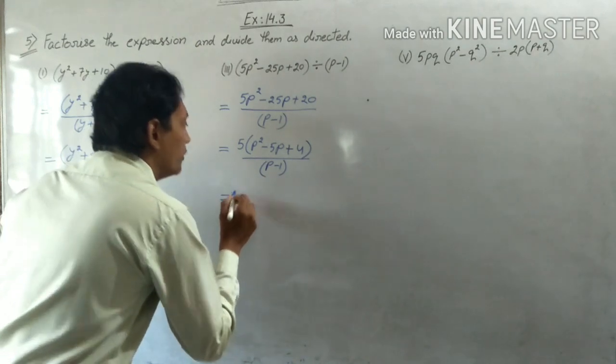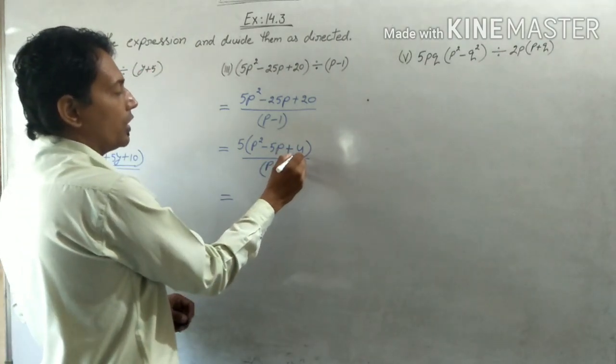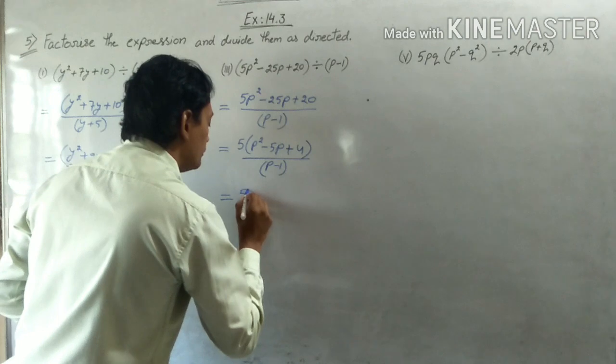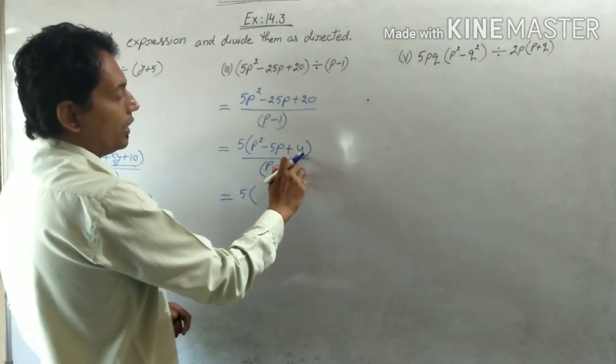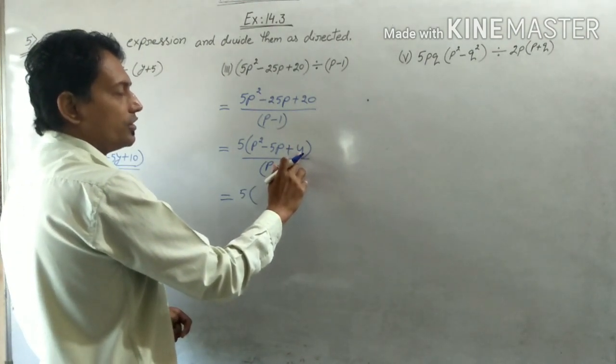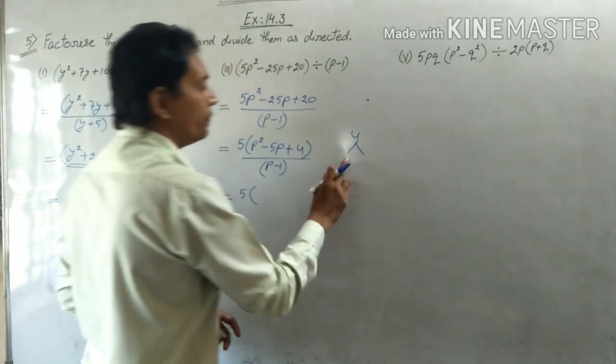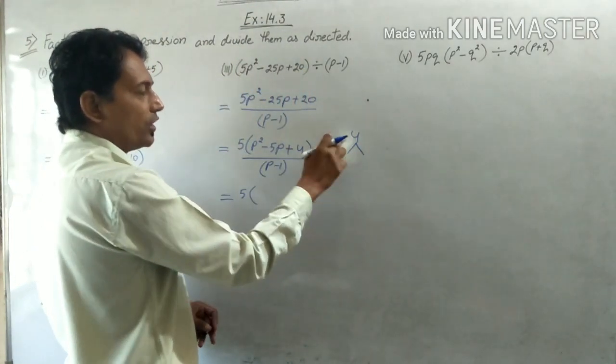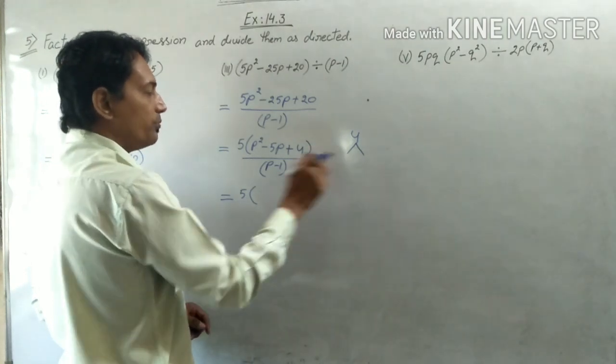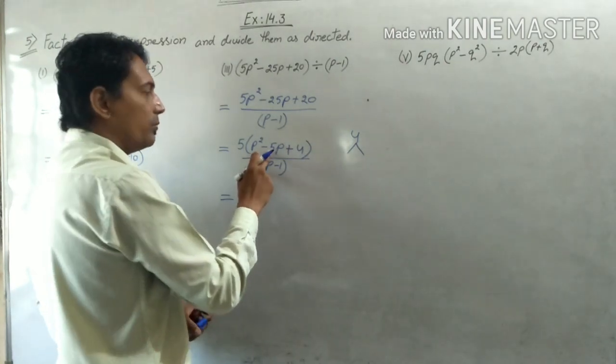Now we are going to factorize by splitting the middle term. You see students, in this expression you have a constant term 4, so we need to find such factors of 4 so that when you multiply the factors you will get 4, but when you add them you will get 5, the middle term.